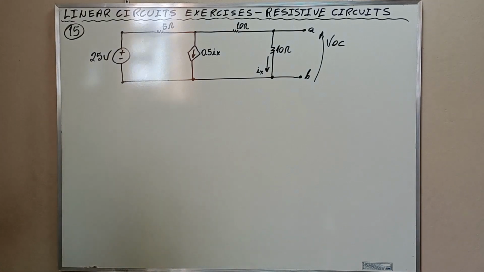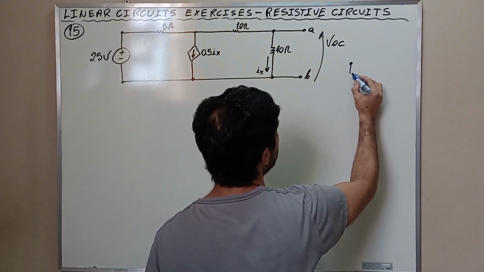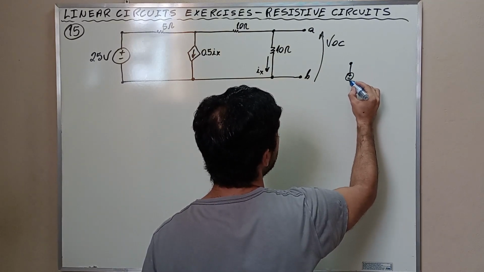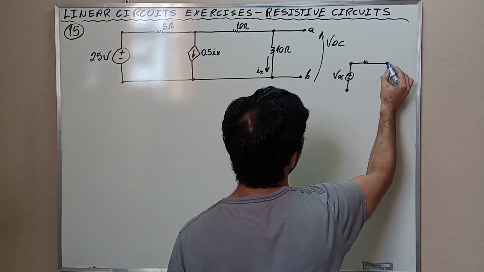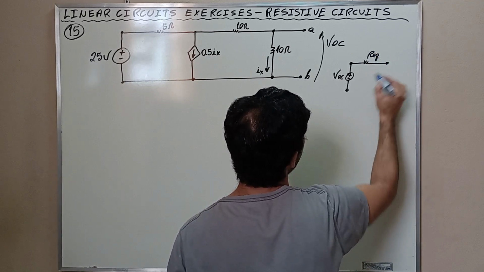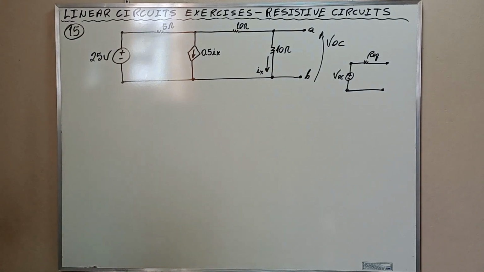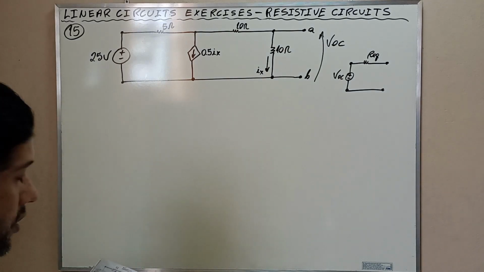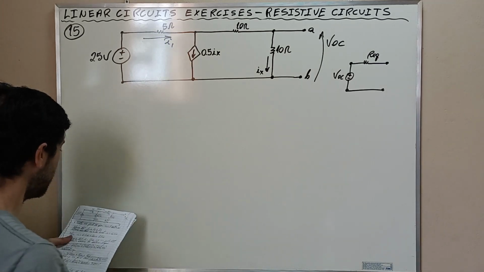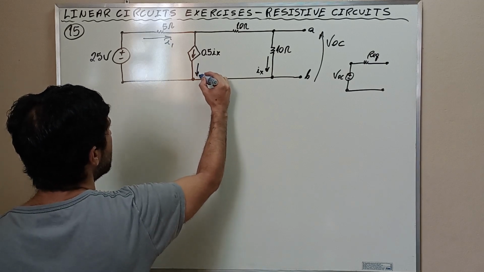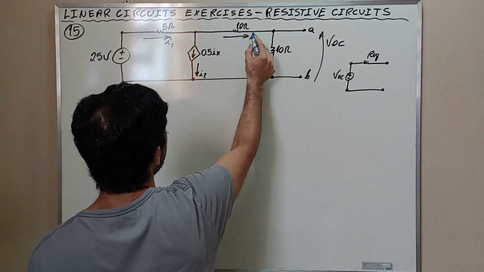Okay, my friends, and one more time, this is the Thevenin equivalent circuit. We have here the open circuit voltage and here the equivalent resistance. Alright, this is the Thevenin equivalent circuit. And to help us calculate, we are going to use some labels here. I'm going to call this current here I1. I'm going to call this current here I2, and I'm going to call this current here I3.